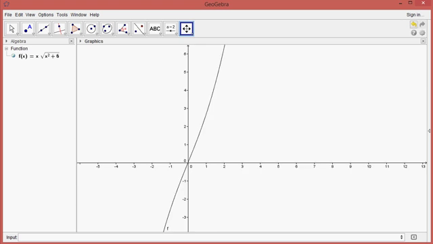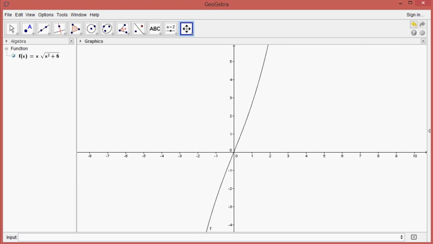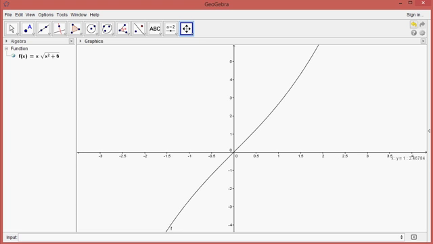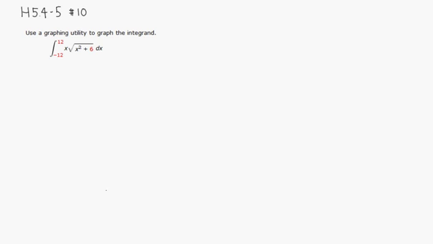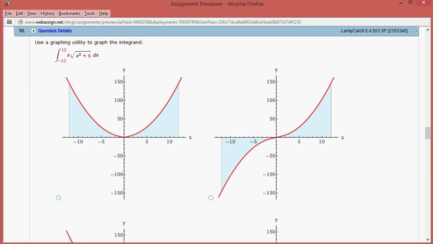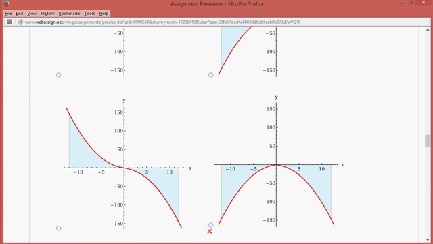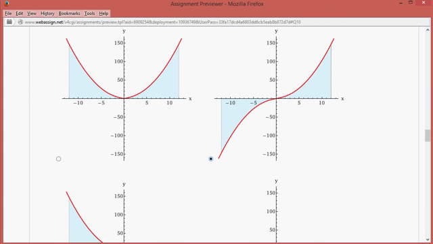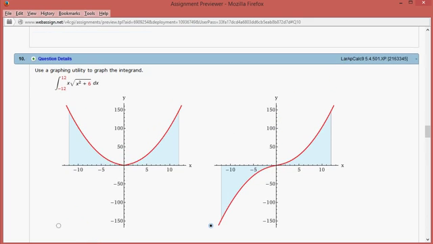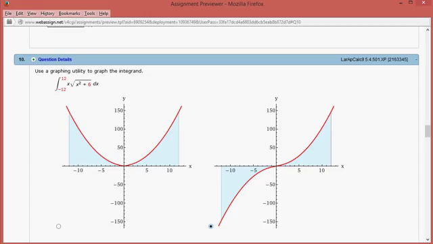It looks like an odd function, which looks like this. Let's see if we can find the corresponding graph. This one is not it, but that looks promising. This one is decreasing, so that's not it. This is like an even function, so it's got to be the picture here. Since this is an odd function, we can double check.